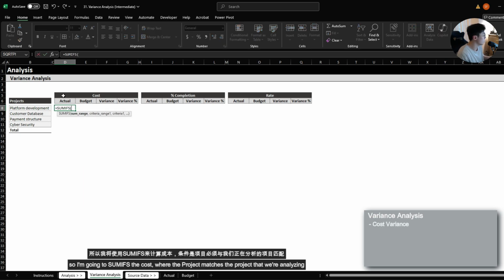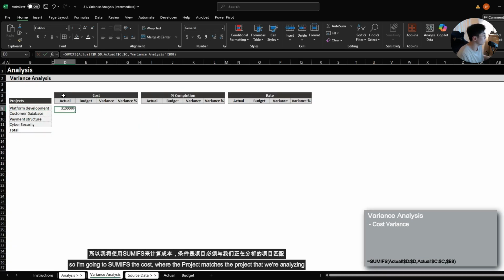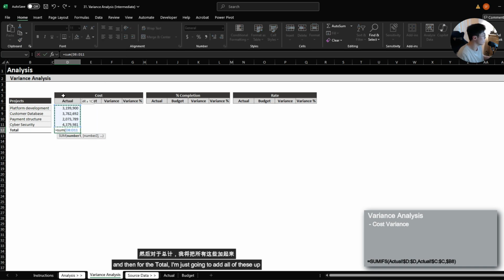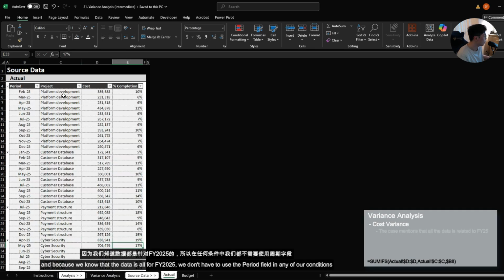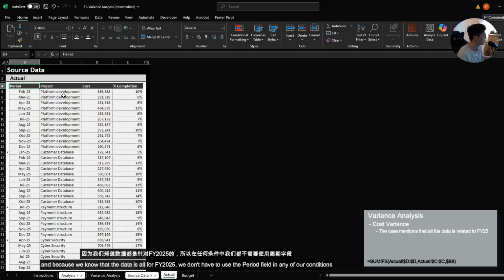So I'm going to SUMIFS the cost where the project matches the project that we're analyzing. Very simple. And then for the total, I'm just going to add all of these up. And because we know that the data is all for FY 2025, we actually don't have to use this column in any of our conditions.